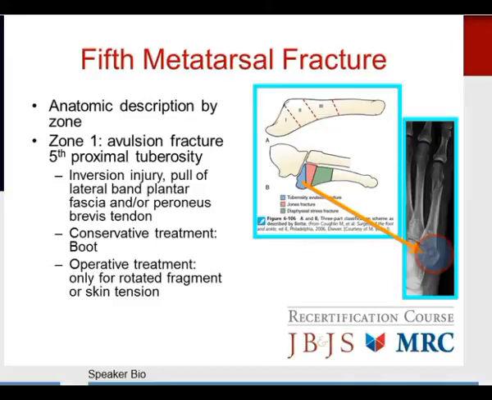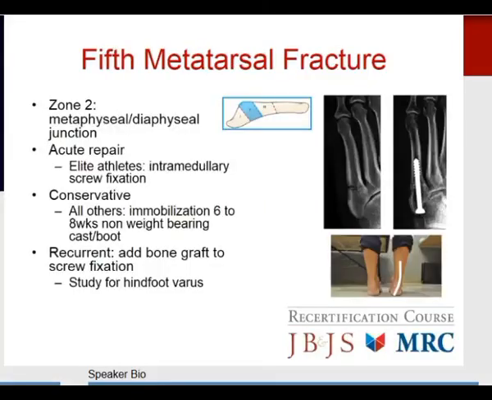These are normally treated conservatively in a boot, but occasionally they require operative treatment, but only for a rotated fragment. In my 20 years of orthopedic practice, I've probably operated on 4 or 5 of these only. So it's extremely rare, and only in certain circumstances that those require surgery. They must be distinguished from zone 2 injuries, which are the so-called Jones fractures. These are treated differently depending on the type of person that sustains that injury.